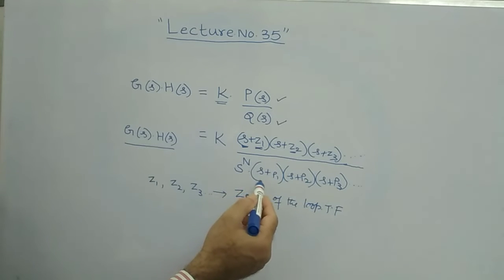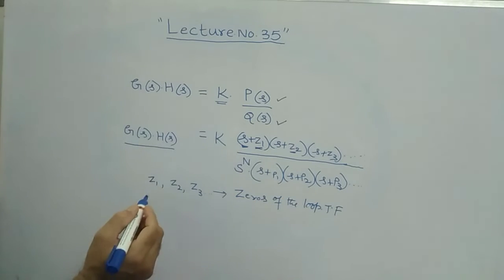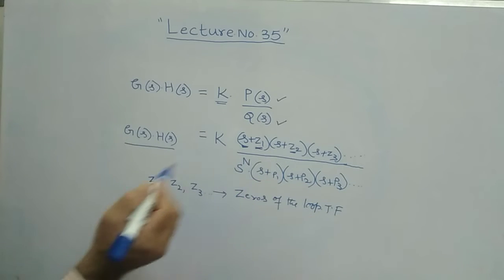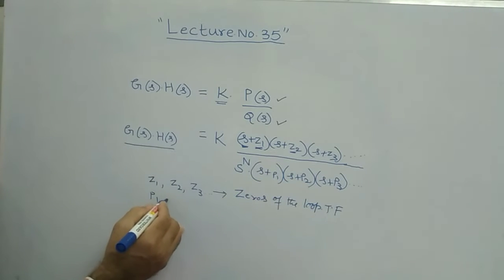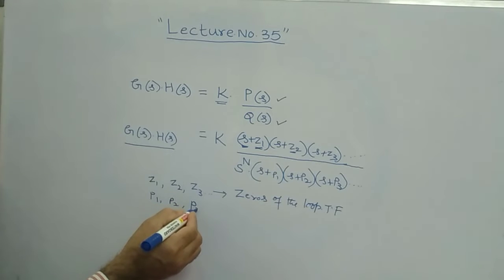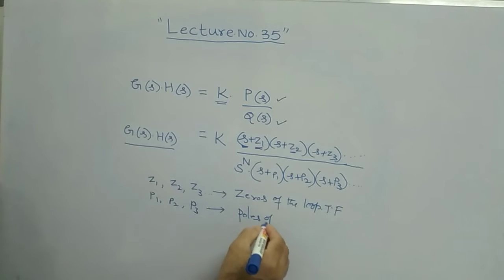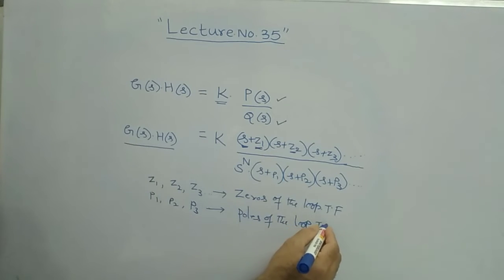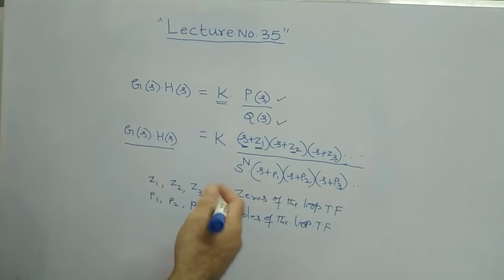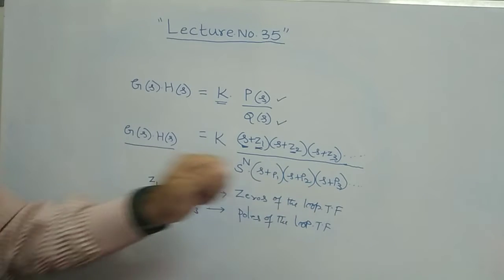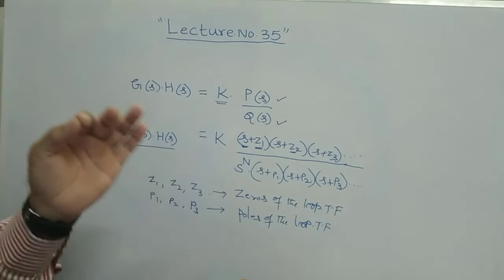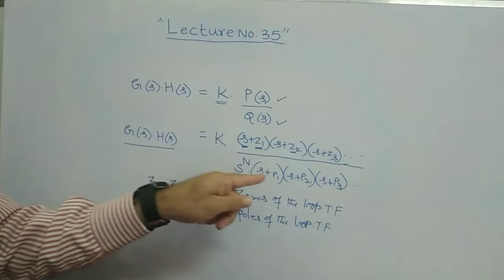Similarly, from the denominator polynomial, here p1, p2, p3 and so on and so forth, these are called poles of the loop transfer function. So p1, p2, p3 and p4, p5, whatever there are, they are called the poles, meaning those are nothing but the roots of the denominator polynomial.